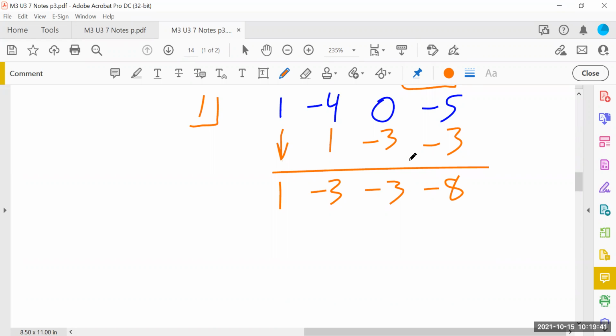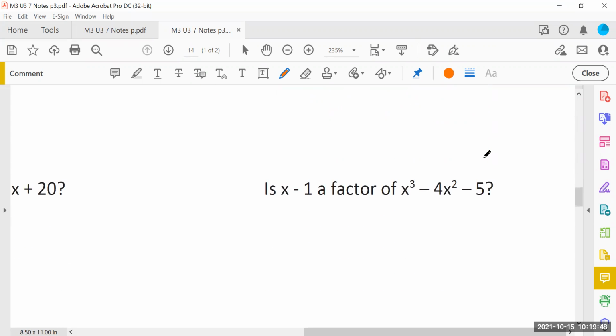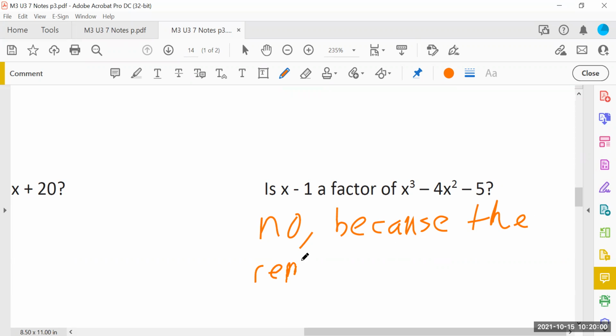I heard several people chime in there. So right here, this is my remainder. It's not 0. So this did not go in evenly. So I'm going to put it down here. No, it's not a factor because the remainder was not 0. Anything along those lines is going to be fine. So again, you can say because the remainder was -8, because it had a remainder, anything like that.